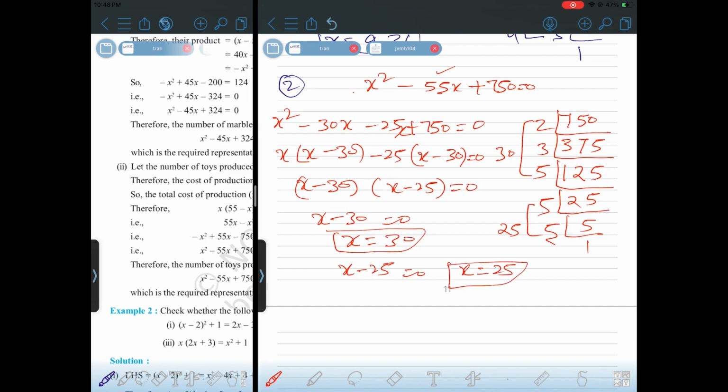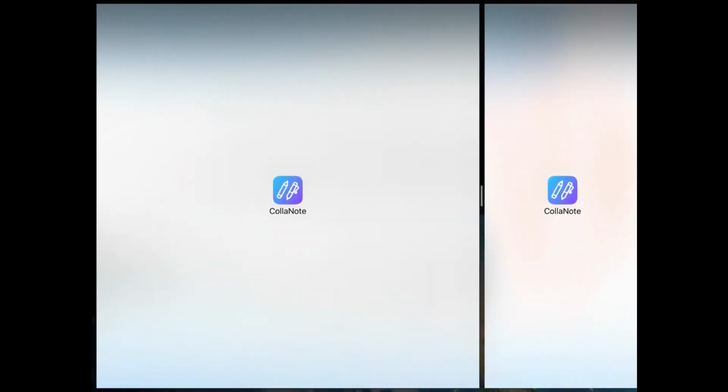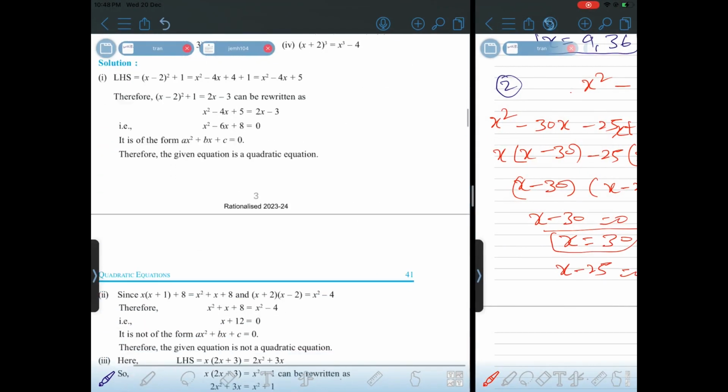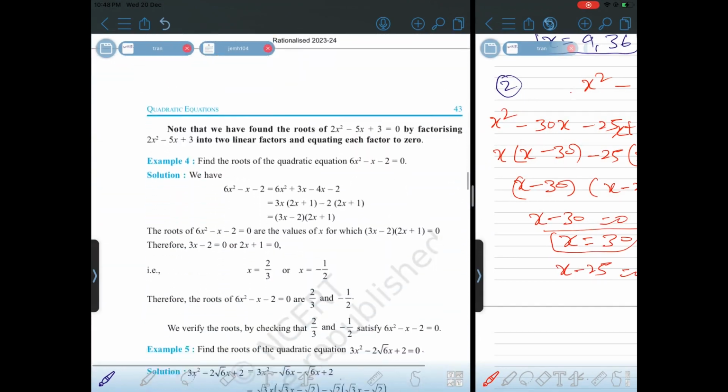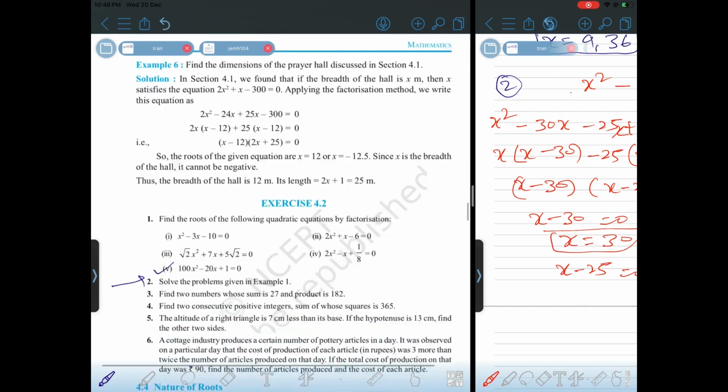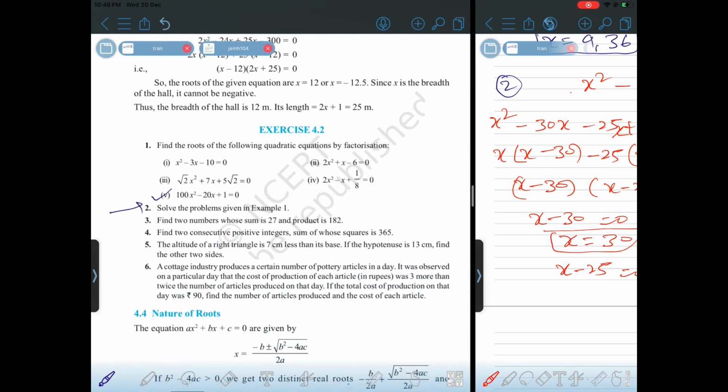So this is how we have solved the power number 2, right? So I think it's clear. All the questions are in the same way. We are finding the product of the x square coefficient and the constant term, and then finding factors, and then trying to get two numbers such that their sum is equal to the middle term, right? So now we have done till question number 2. Let's do question number 3.